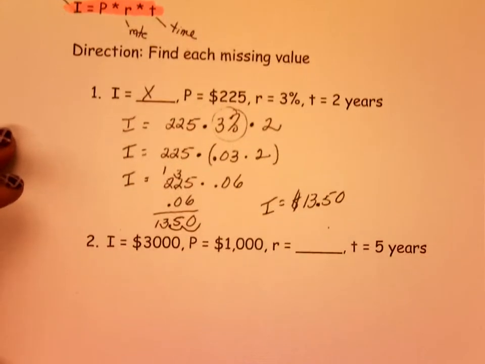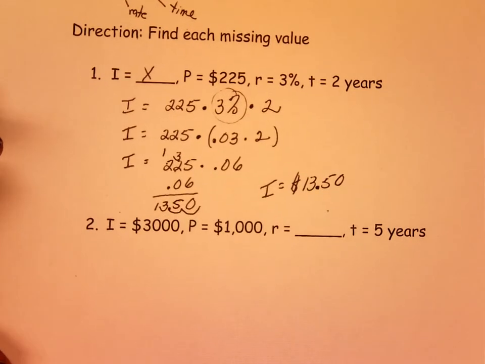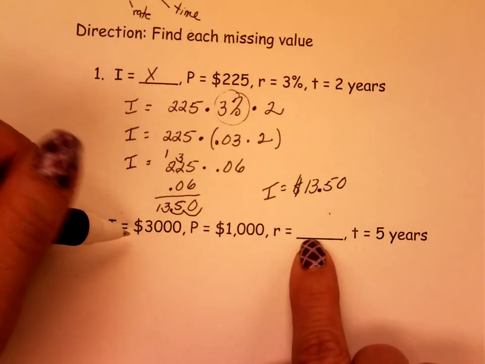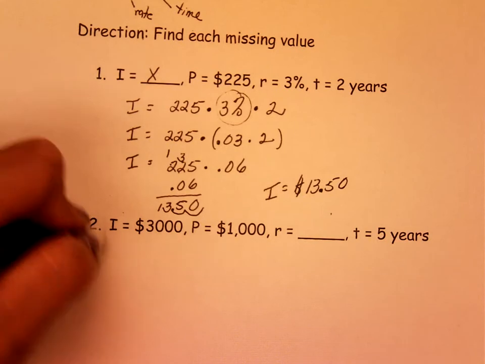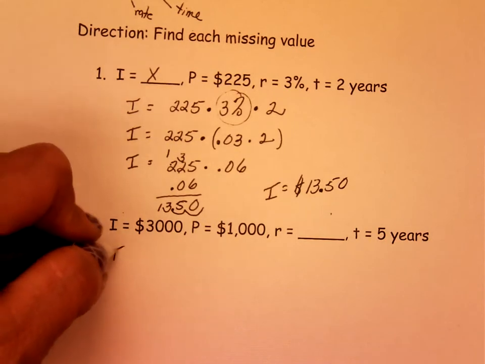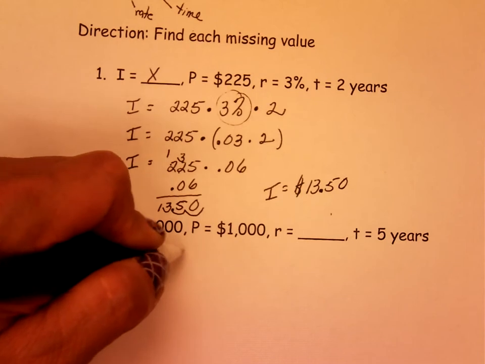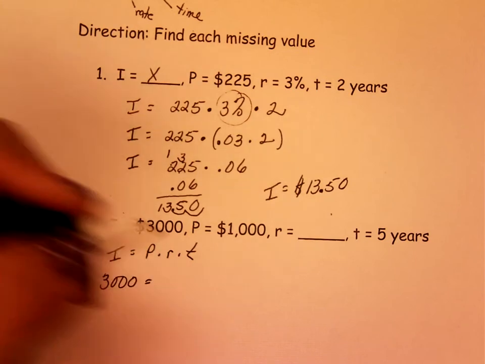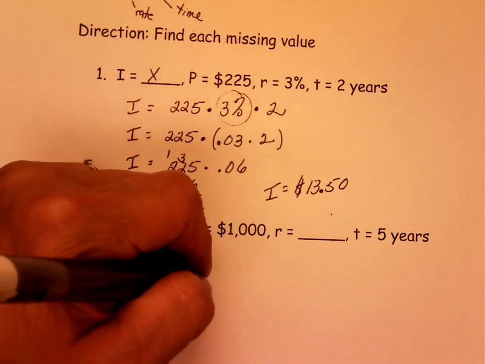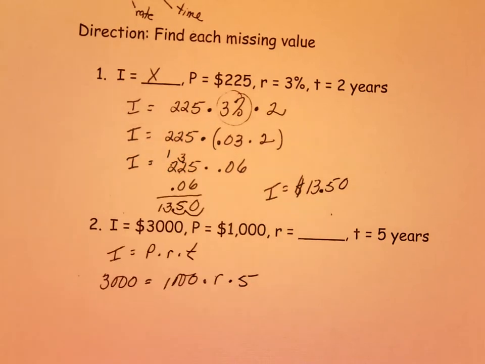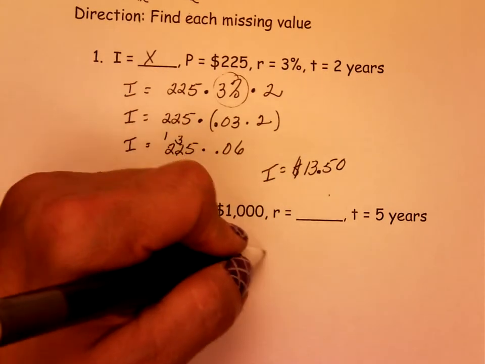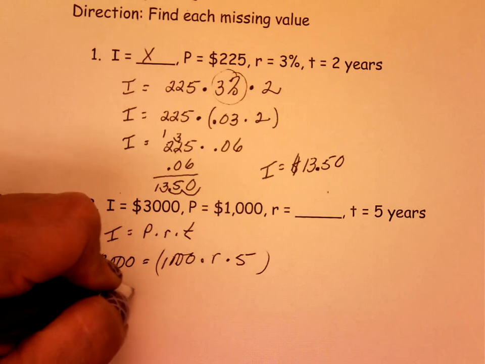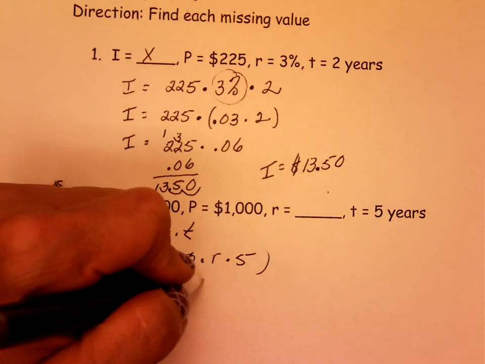Let's look at problem number 2. Problem number 2 is slightly different, but not too much. They give you the I, we're missing the rate. So here's your formula. I is equal to P times R times T. Replace your variable with the numbers that they give you. So 3,000 is equal to 1,000 times R times 5. Okay, you're going to do everything on the right side that you can. So 1,000 times 5. So 3,000 is equal to 5,000 R.